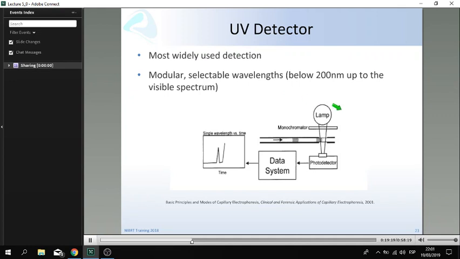With your monochromator, you pick the wavelength that you want to use, and that wavelength is shone on your sample. Then your sample absorbs light, and some of the light is transmitted. The transmitted light is detected by a photodetector, and then we get a digital signal. So we get peaks as our samples are going through the column, and we can look at those peaks and analyze them.